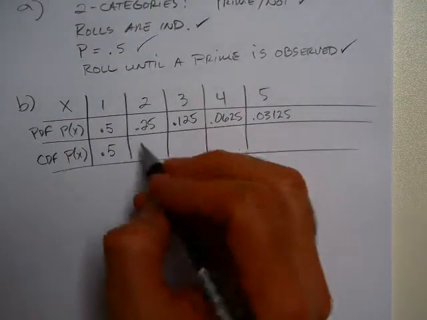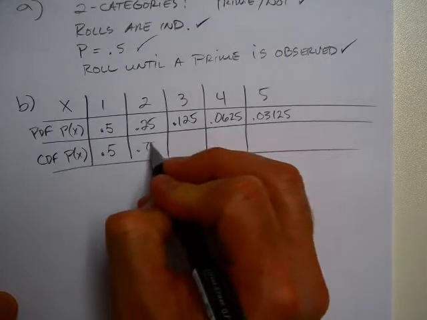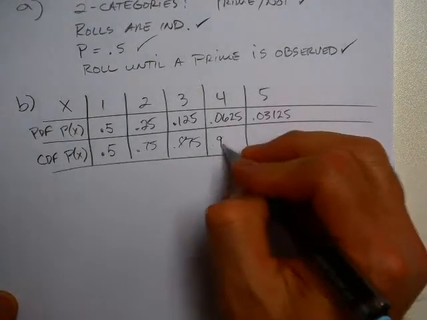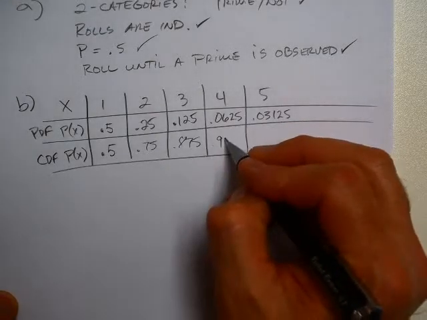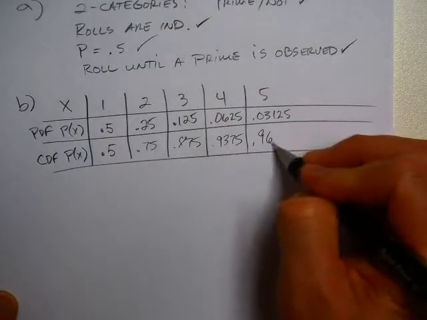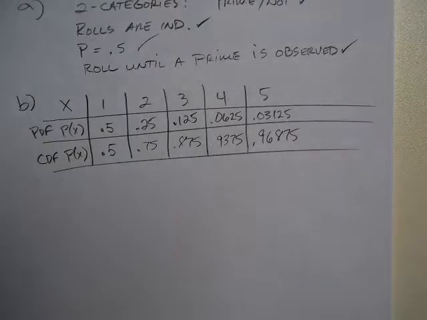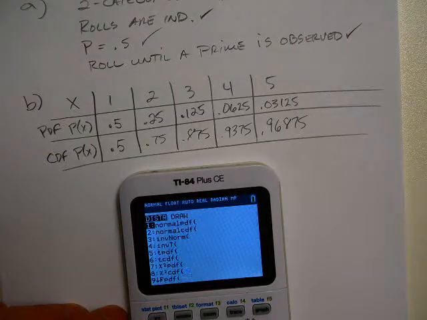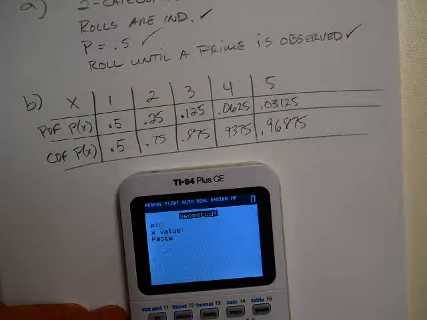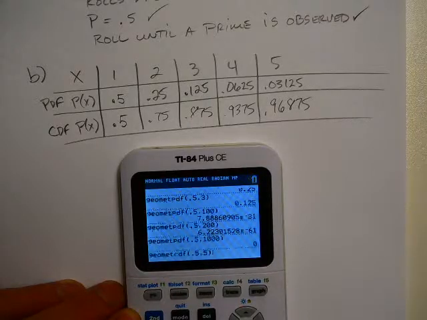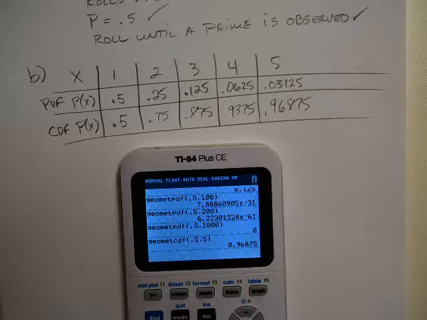So the CDF is just the sum of these guys. Let's see, what is that going to be? 0.9375, thank you. And 0.6875. I'm just adding them, but you can use the calculator. So CDF just adds them up. Probability 0.5 on the first, and then on the fifth, 0.96875.